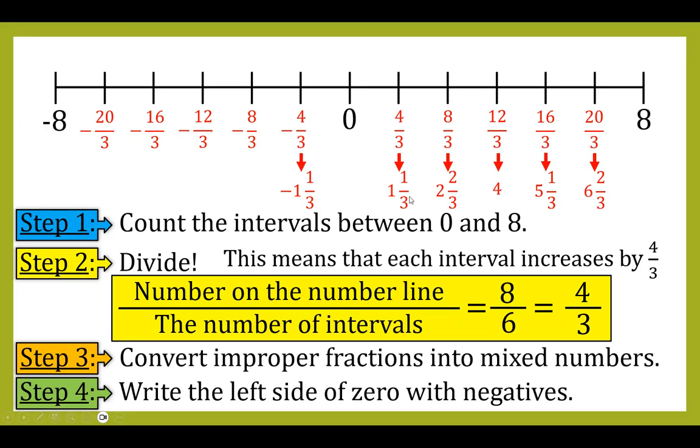So I'm going to do the same thing that I did over here. I am going to convert these to mixed numbers, -20/3, -6 2/3, and that is it. Okay, and so now I know those values on the number line.